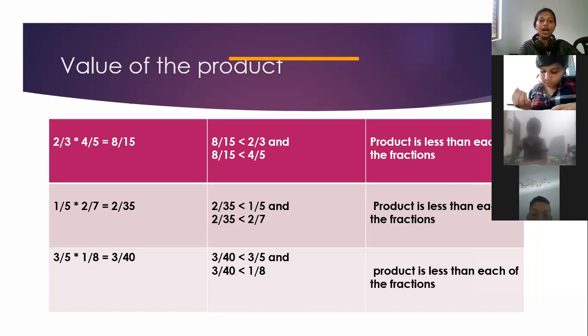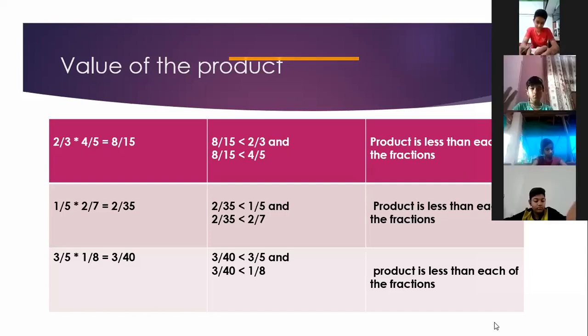In this manner, how will you compare 8 by 45 with 2 by 5 and 4 by 9? While comparing, we get 8 by 45 is less than 2 by 5 and 8 by 45 is less than 4 by 9. So again, we get the product is less than each of the fractions. Did you get the idea?